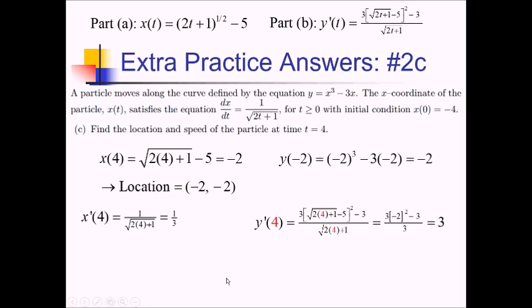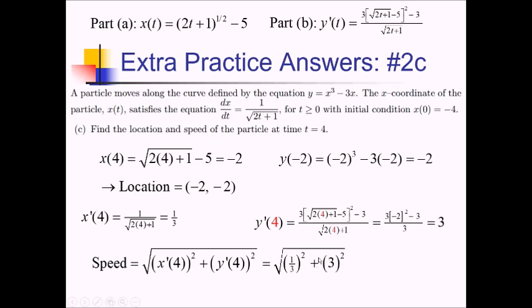So now these are the two things I need to square inside a square root. So speed then is going to be x prime of 4 squared plus y prime of 4 squared in general. So in particular, we've got 1/3 being squared along with 3, and those are being added together and square rooted. This is a constant. We could just leave it like this, or we could simplify more. So this is 1/9 plus 9, or 81/9. 1/9 plus 81/9 is 82/9. So that's what we end up taking the square root of. And I guess if you wanted to really keep going, you could do radical 82 over 3, but whatever. I think this is good enough.